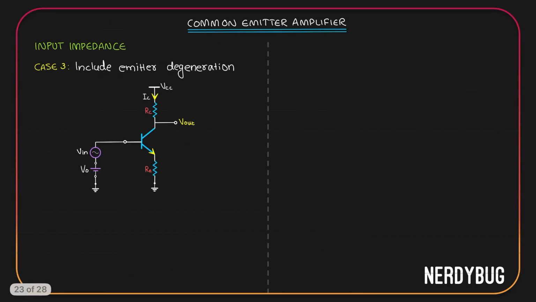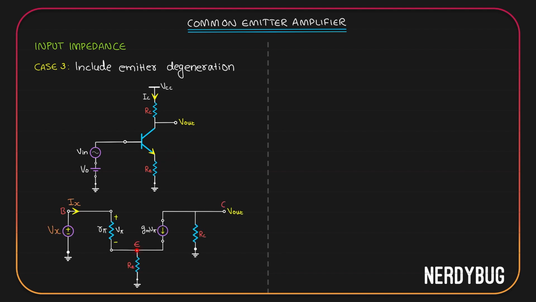Let's take the third case. Include emitter degeneration. I have added Re at the emitter. In that case, the small signal model will look like this. I have a resistor Re at the emitter. To find the input impedance, I have removed the input and instead I have added Vx at base. Ix is whatever current that flows through here, and we have to find a relation between Vx and Ix.